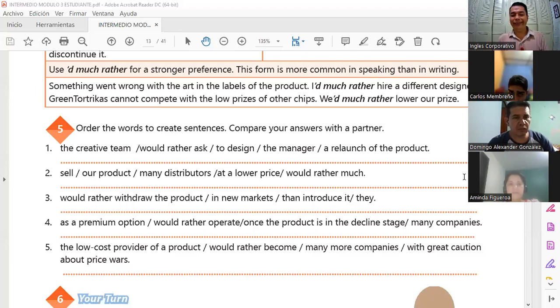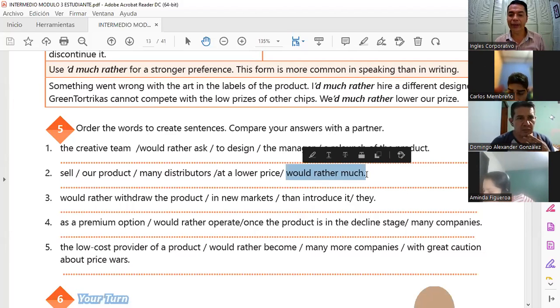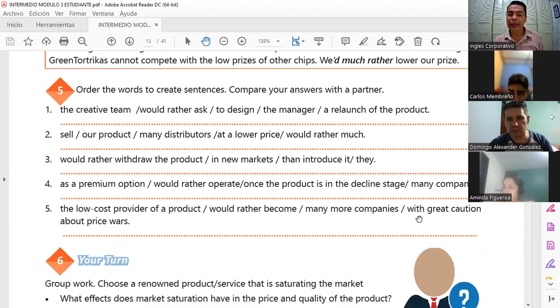Es que el libro tiene varios errores. Por ejemplo, aquí, cuando dice would rather much, no es would rather much, es would much rather. ¿Sí? Este es el error. That's a mistake, right? And the book says with great caution. Pero en la plataforma, ustedes van a poner with a great caution, porque si no, no les va a aceptar la plataforma, ¿ok? Both ideas are correct. Usted puede decir with great caution o with a great caution. But in the platform, I repeat, you are going to copy with a great caution, ¿ok?